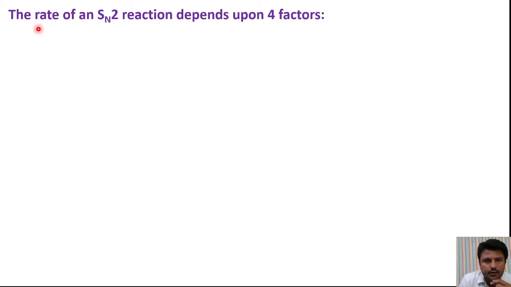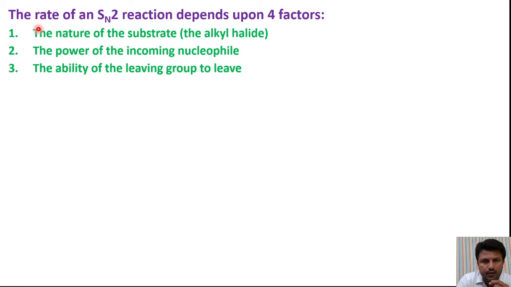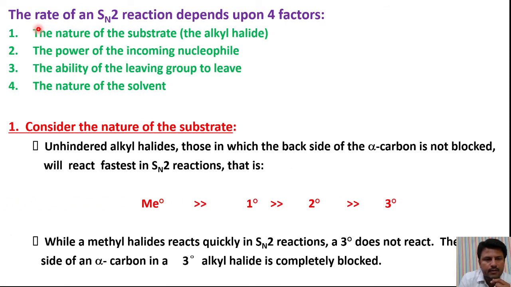The rate of an SN2 reaction depends on 4 factors. One is the nature of the substrate, second is the power of the incoming nucleophile, third is the ability of the leaving group to leave, and fourth is the nature of the solvent. Now we will see the nature of the substrate. Generally in SN2 reactions, primary alkyl halides, which are less sterically hindered, readily undergo SN2 reactions compared with tertiary alkyl halides.